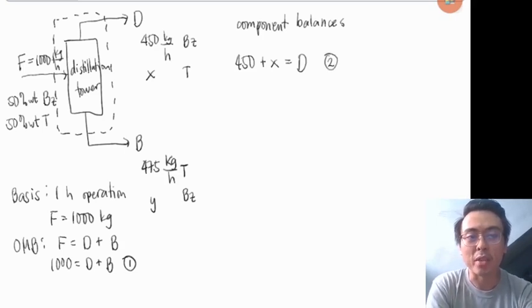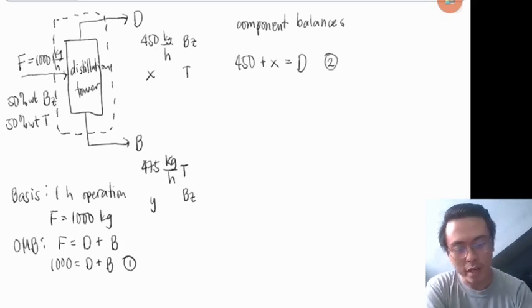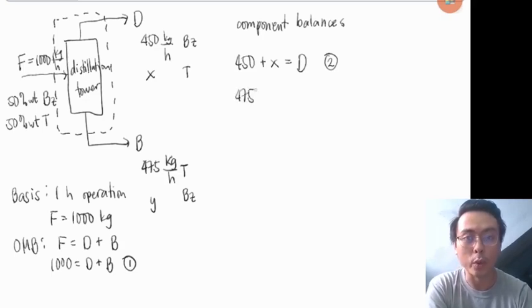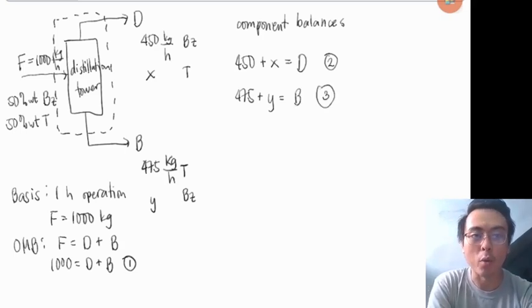So we do the same thing with the bottoms. We say that 475, or the total amount of toluene in the bottoms, plus Y, or the amount of benzene in the bottoms, is equal to B, the total amount of the bottoms products. And we now have our third equation. We only need one more equation to solve the problem. So what is that equation?